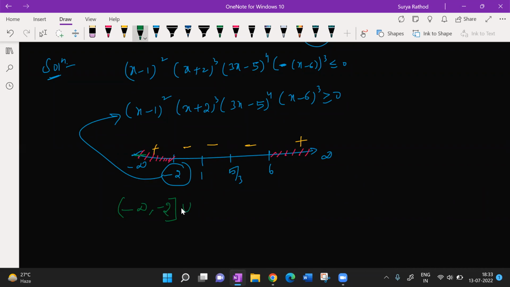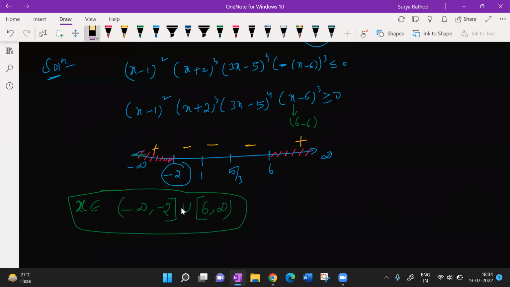Again, union from where to where? 6 to infinite. Infinite will always be an open bracket. Can we include 6 or not? Of course we can include it. If I substitute 6 here, 6 minus 6 is 0, so 0 greater than or equal to 0, a valid statement. So I can include 6 also. So x belongs to what now? x belongs to minus infinite to minus 2 union 6 to infinite.